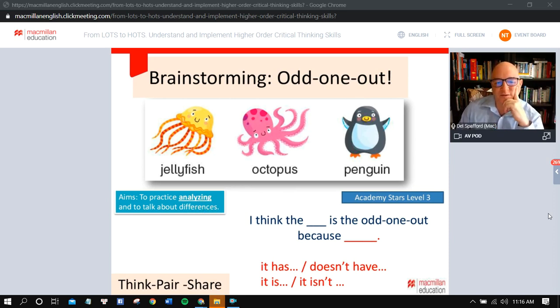So with these three animals, which is the odd one out? Has anybody got any ideas? Which is not correct? Which shouldn't be there? The penguin. Why though? See, now this is where the thinking skills come in. You can't just say penguin. You have to say why. This word here is very important because, excellent answer, because it has two legs. Very good.